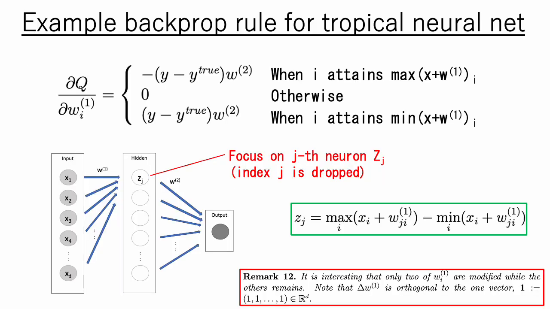Next, we write down the backpropagation rule in the first layer of a tropical neural network with one hidden layer. The learning rule in the second layer and later layers are the same as that of the classical neural networks. Thus, we hope this simple example suffices to illustrate the essence. We found that the weight updates in the first layer is sparse and only 2 of them are updated.